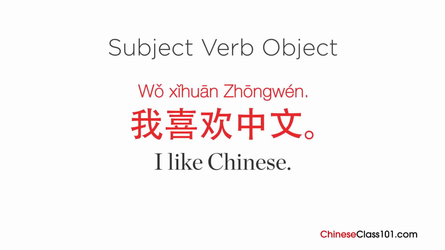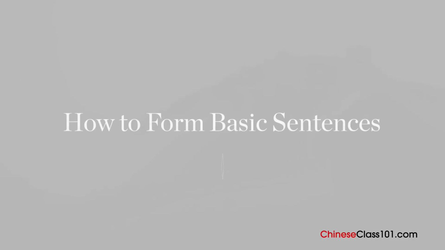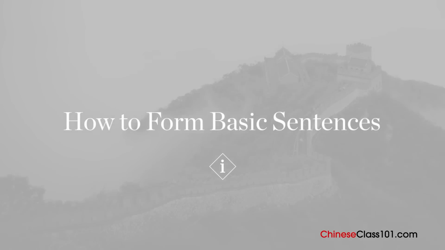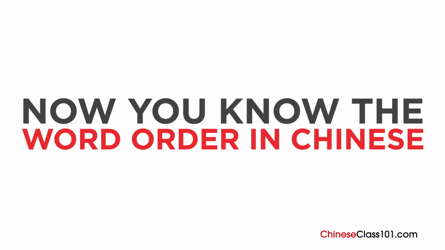Let's try another basic sentence. I like Chinese. I is 我, like is 喜欢, Chinese is 中文. So we put the subject first, then the verb, and then the object. Altogether we have 我喜欢中文. Now you know the word order in Chinese.